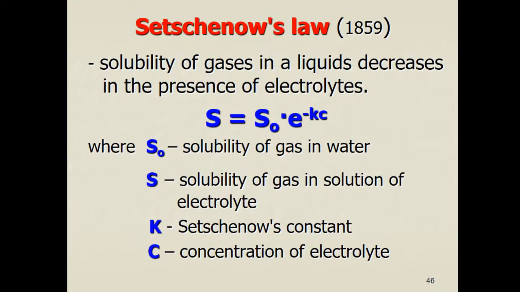That means we need to divide the solubility of the gas into the base of the natural logarithm in power of the Sechenov constant product with the concentration of electrolyte. Always, the higher the concentration of electrolyte, the lower the solubility of the gas.